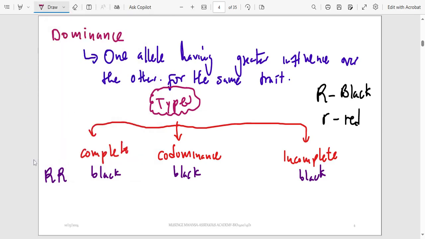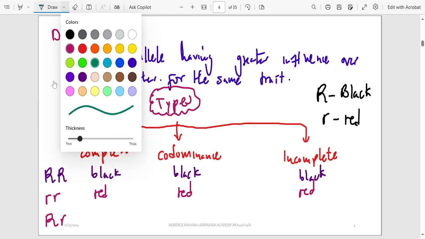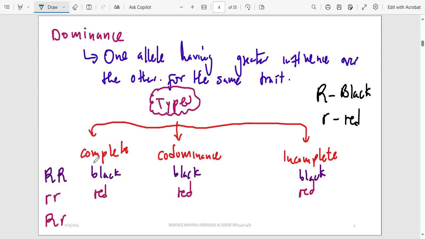And if I have both being small r's, that organism is going to be red. Remember, the small r is for red, it is recessive. But imagine I've got a combination of capital R and small r. Then what is going to be the result? In complete dominance, one allele is going to completely overshadow the other. That's the meaning of complete dominance. So because the capital R is dominant and represents black, the organism is going to be black.